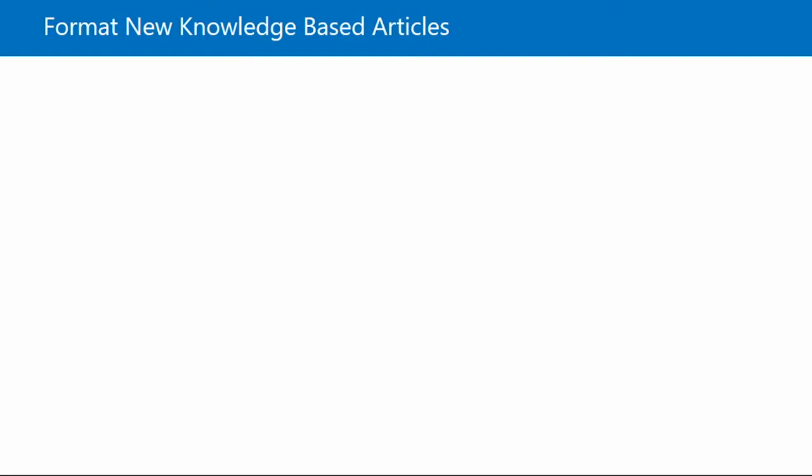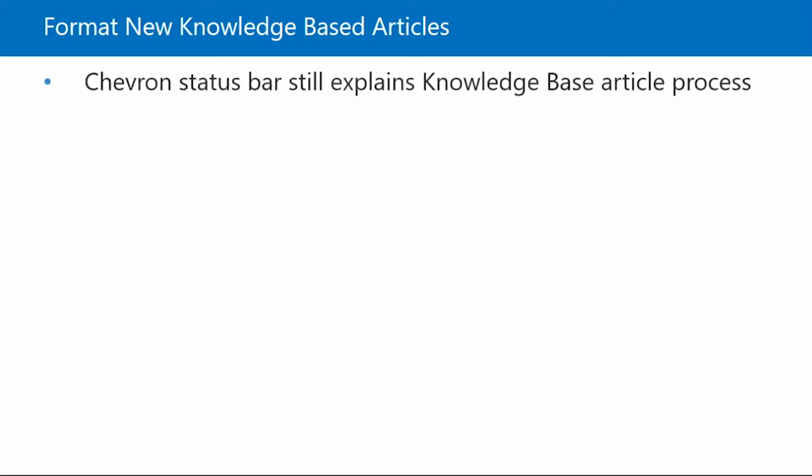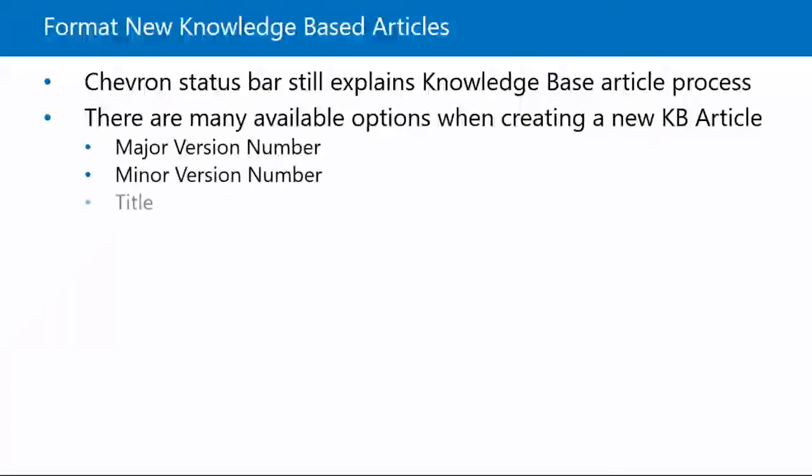Aside from creating and formatting new knowledge-based articles from templates, within the Dynamics 365 service module, we also have the ability to create articles directly from the Microsoft Engagement Hub. Similar to creating articles based off of templates, you'll still see a chevron status bar at the top of the page explaining the knowledge-based article process. Some of the available options when creating a new knowledge-based article from the Engagement Hub include major version number, minor version number, title, keywords, description, and content.